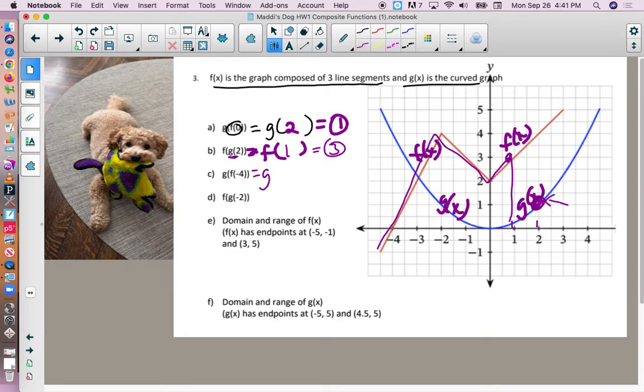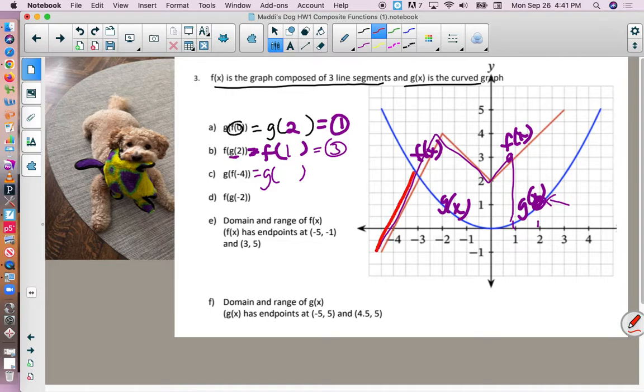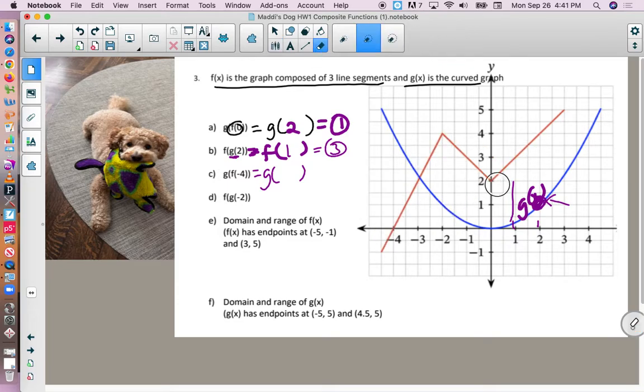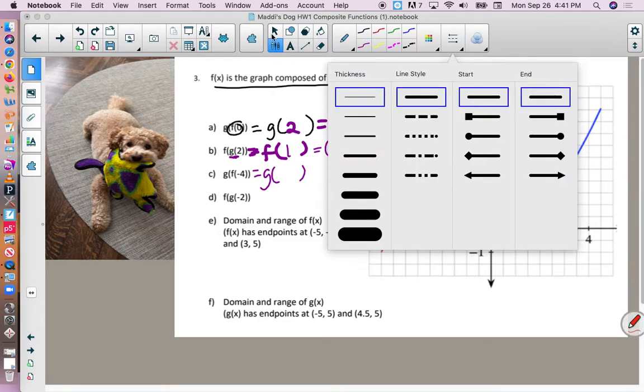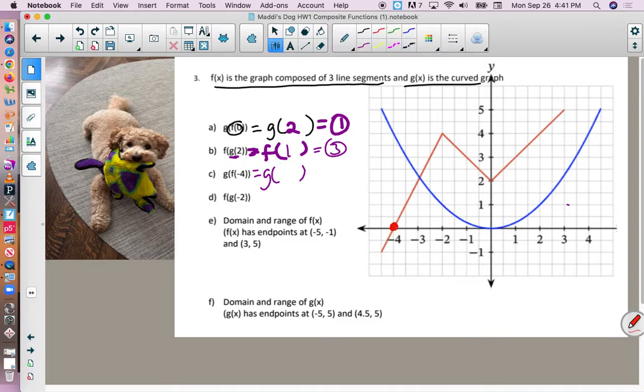All right, let's do G. Now let's find F of negative 4. On the one that is F, which is this one, which is the one with the lines, the straight lines. So F of -4 is 0, and then I'm going to be on the curved one and find G of 0, which is 0.